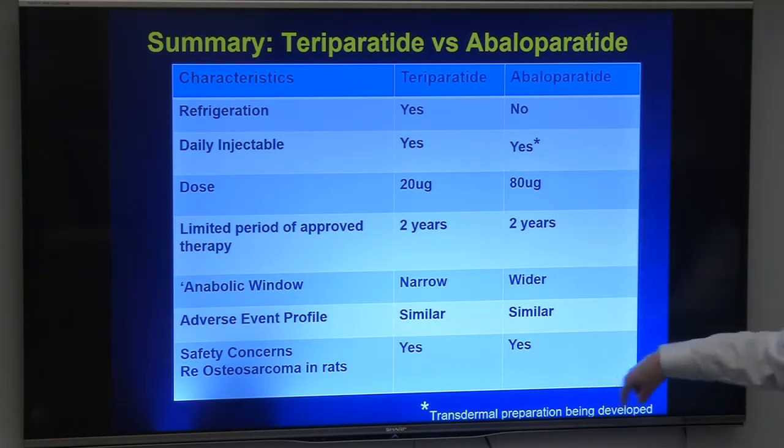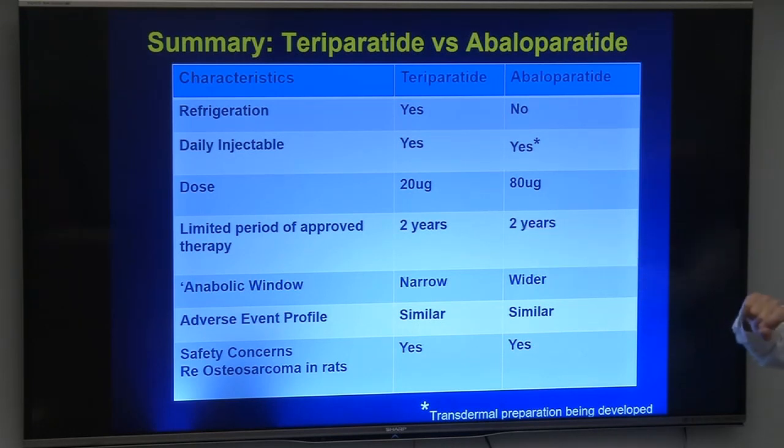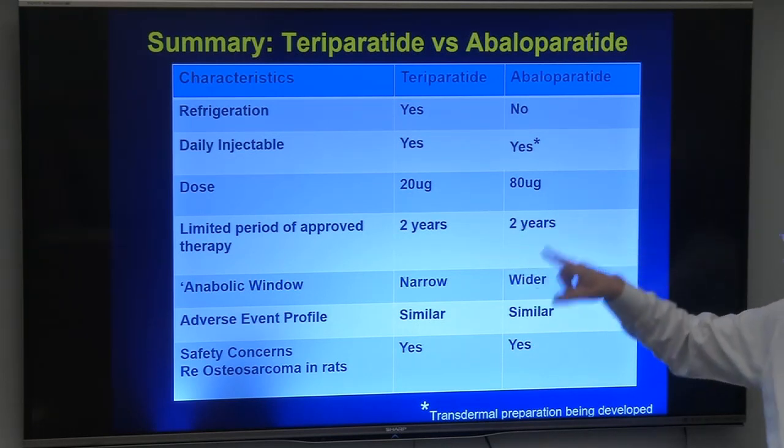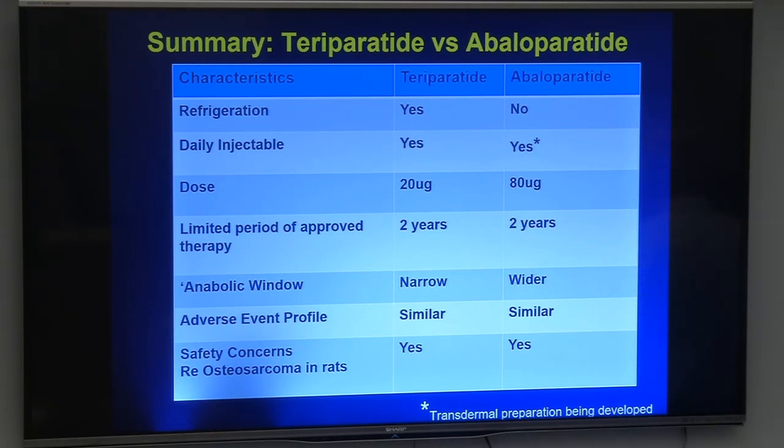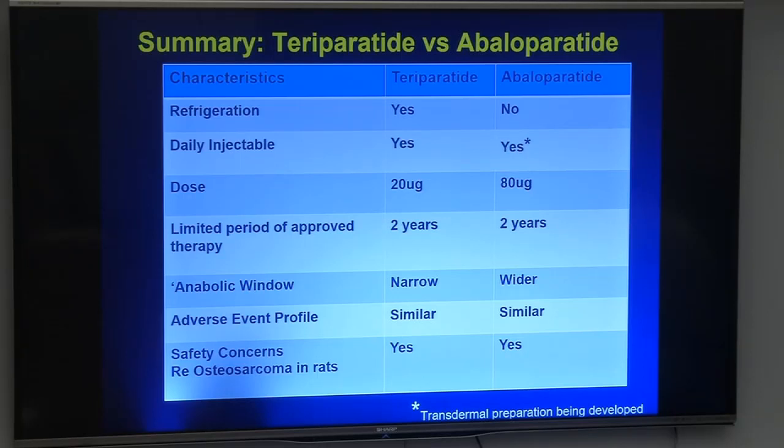They're both injectables. There's a transdermal being developed by the company for abaloparatide. The doses are different, 20 micrograms, 80 micrograms. The limited period is 2 years. And what the FDA says is that use of either or both of these drugs for more than 2 years is not recommended. That's the language, not recommended. It doesn't say you can't or shan't. It says it is not recommended.